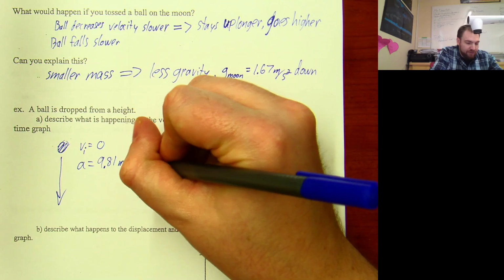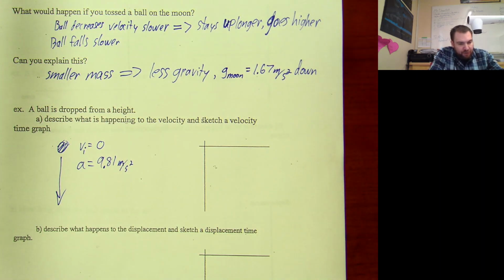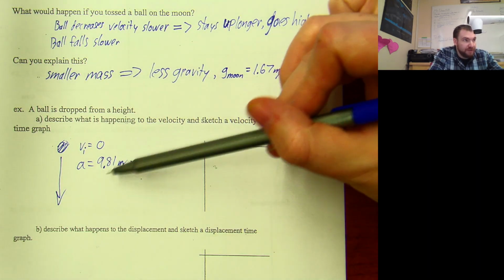9.81 meters per second squared. Now, this is where things get interesting. We know that it's down. It has to be down. But what you call positive and negative in all of these problems is going to determine whether this value shows up as positive or negative.